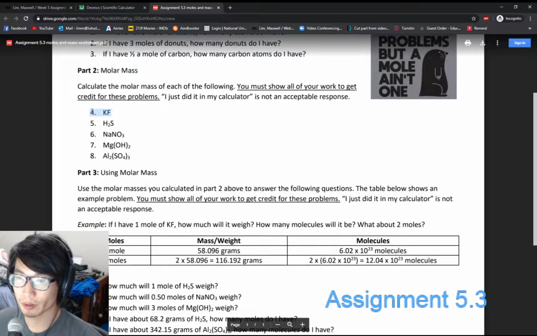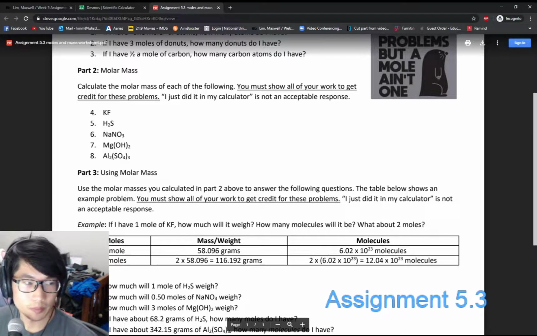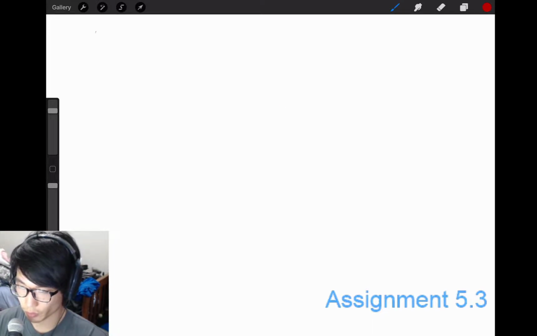So we're going to tackle this one first. If you haven't done 5.1 and 5.2 yet, do not do this. Go and do those first. Okay, so number 4, it's telling me to get the molar mass of KF. Okay, well, we'll do that right now then. Hopefully this works. Oh, it works. Here's how you should show your work for these. I want the molar mass for KF. So I'm going to do number 4, the molar mass of KF.